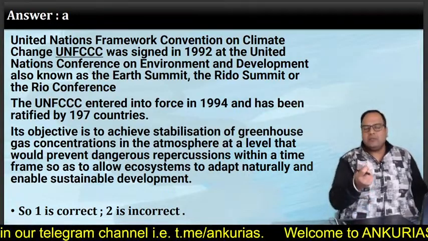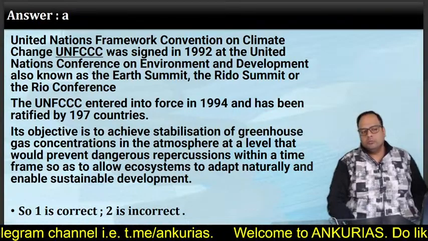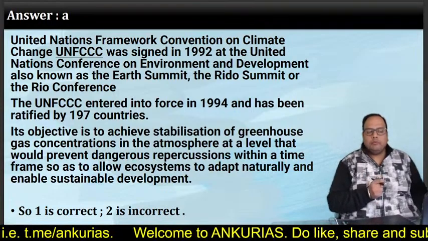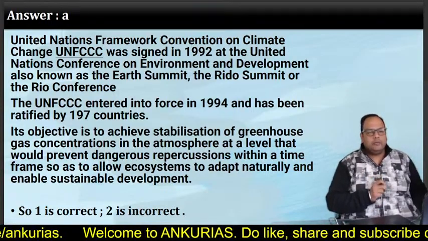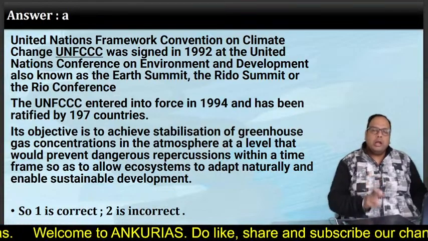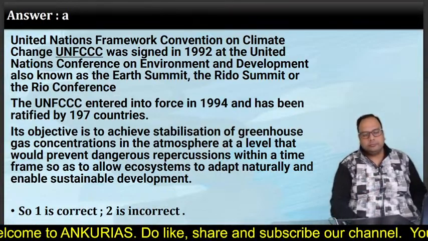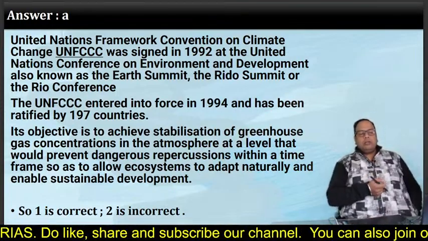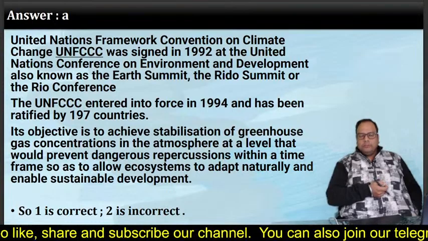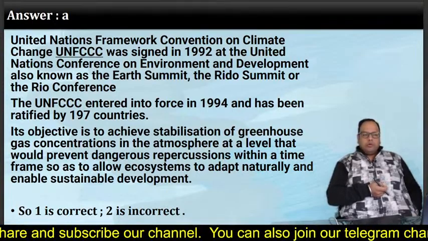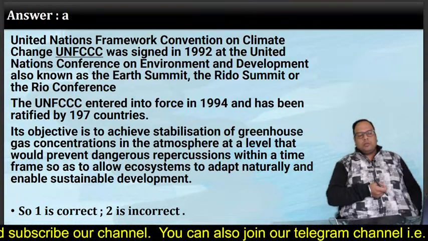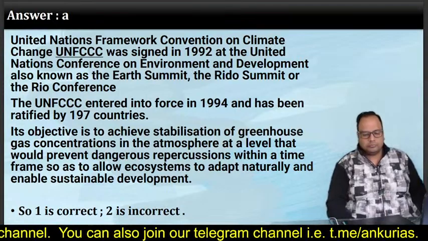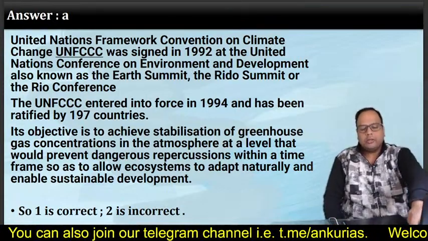Right, actually 97 countries would be very few. The second statement: UNFCCC entered into force in 1994 and it has been ratified by 197 countries. Right? And the objective is to achieve the stabilization of greenhouse gas concentration in the atmosphere at a level that would prevent dangerous repercussions within a time frame. So first statement is correct, second is incorrect.